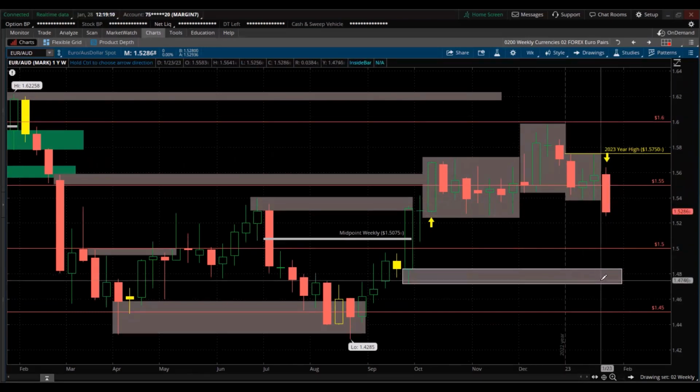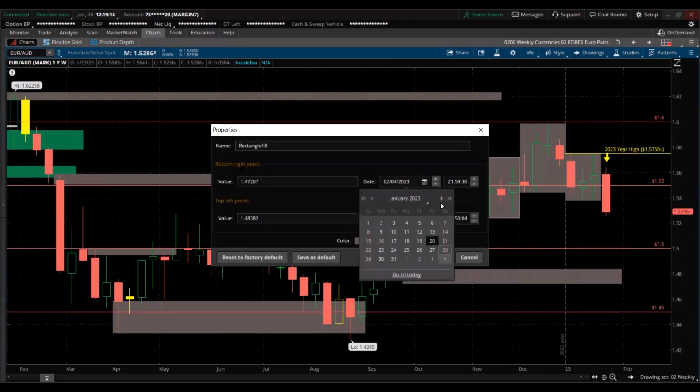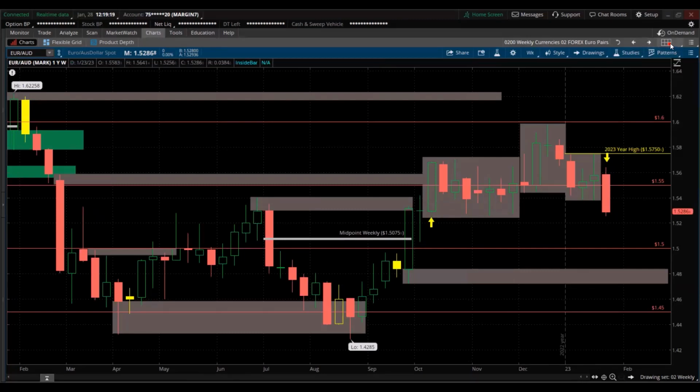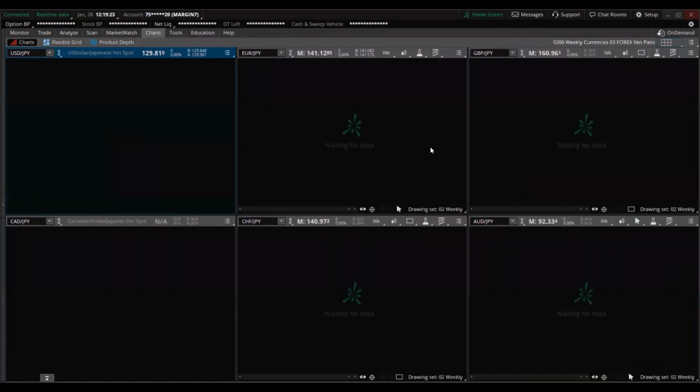Potential retesting area down here. Extend this out. Oops. So that was Europe here. Now let's go look at the second largest currency in the US dollar.